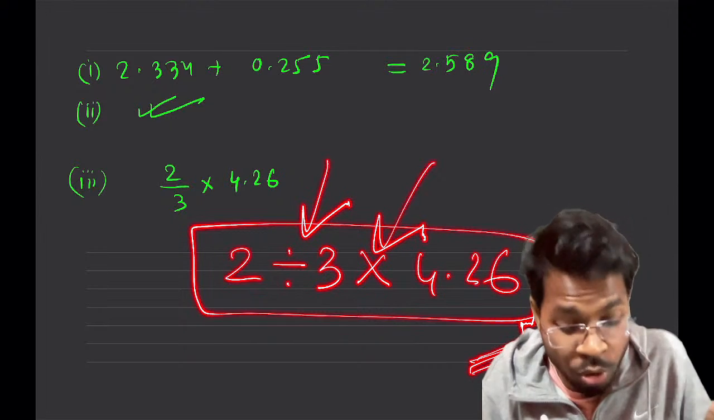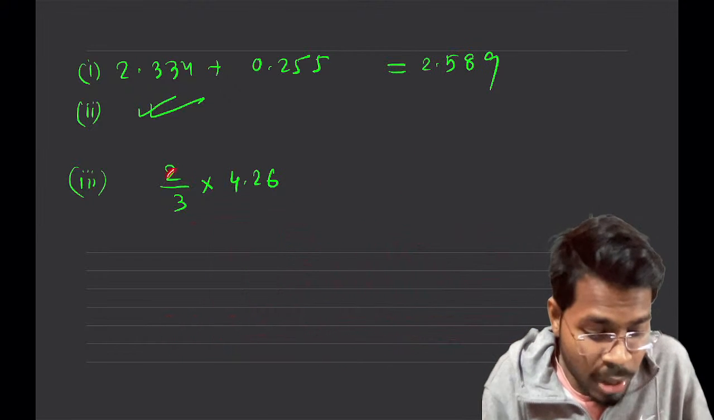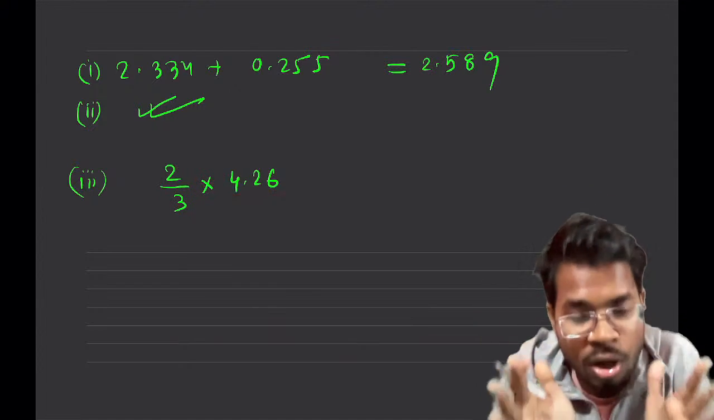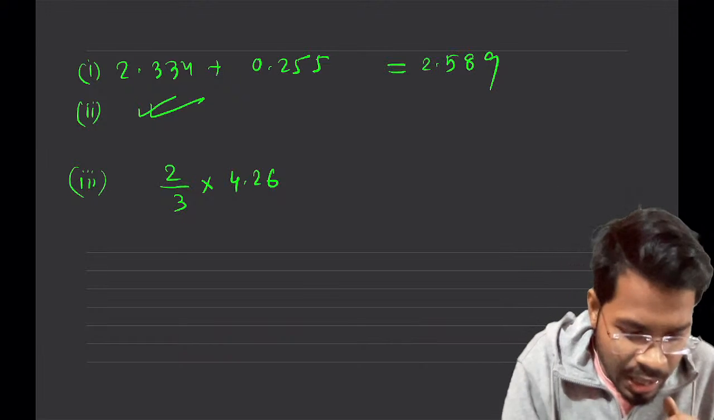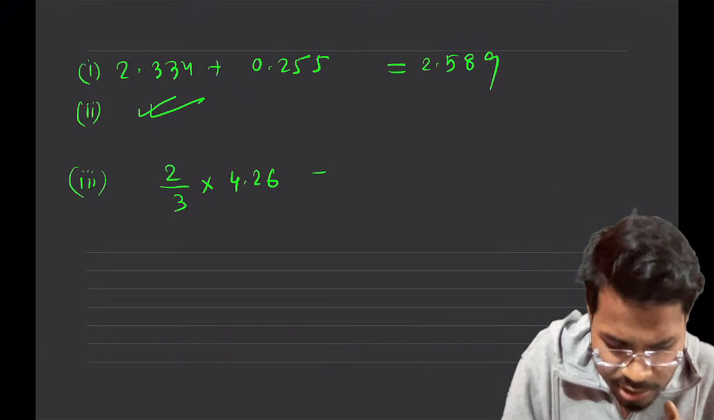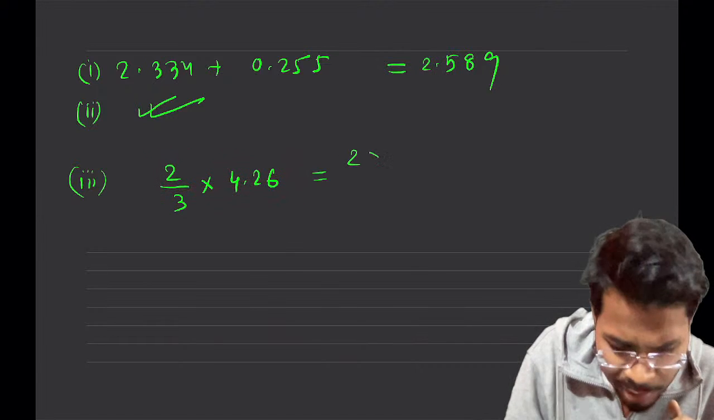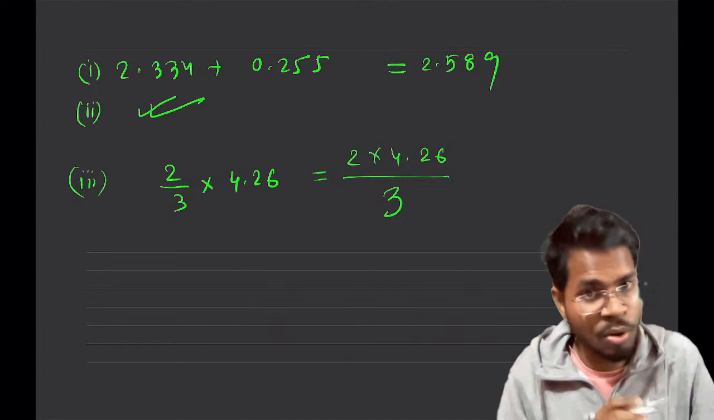But I am recommending, do not put everything at once. Do not put all this 2 by 3 multiplied by this at once. No. Do it through small steps, or do it smartly. How smartly? You can do it in this way. This means actually 2 multiplied by 4.26 and then divided by 3. So how can you do this on the calculator?